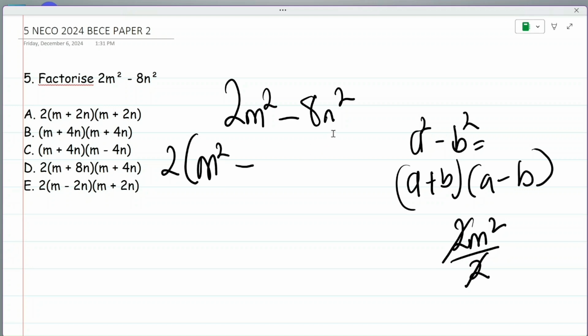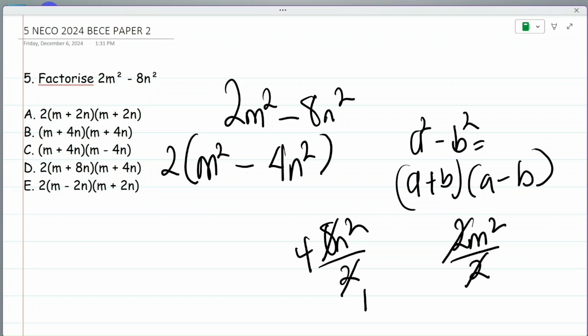You have 8n squared. 2 is also in 8n squared. So let's say you have 8n squared divided by 2. The 2 will cancel 2. 2 in 8 is 4. You have what is left as 4n squared. You can close your bracket.